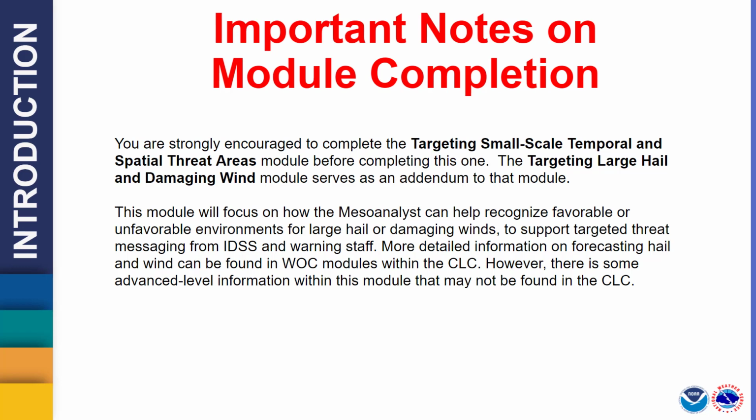This module will focus on how the mesoanalyst can help recognize favorable or unfavorable environments for large hail or damaging winds to support targeted threat messaging from IDSS and warning staff. More detailed information on forecasting hail and wind can be found in WALK modules within the CLC. However, there is some advanced level information within this module that may not be found in the CLC.